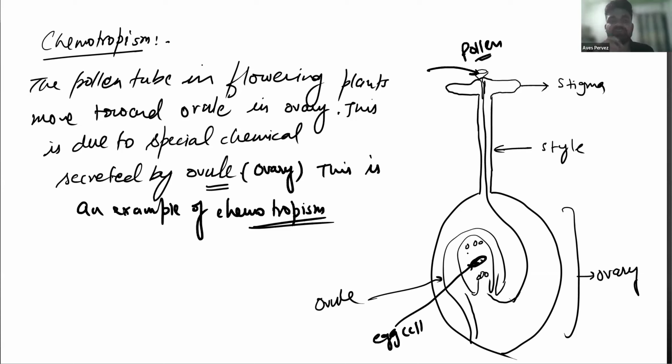You don't need to learn that now, but just learn here the chemotropism. We will explain in more detail what is fertilization, what is double fertilization, what is a male gamete, what are the two male gametes, syngamy, post-fertilization. We're just going to study this in the next chapter. So just understand here that there's chemotropism: why the pollen tube is coming downward, why it is not moving some other way. This is because of the chemical secreted, because there are some chemicals that have an attraction property. So that is called chemotropism.